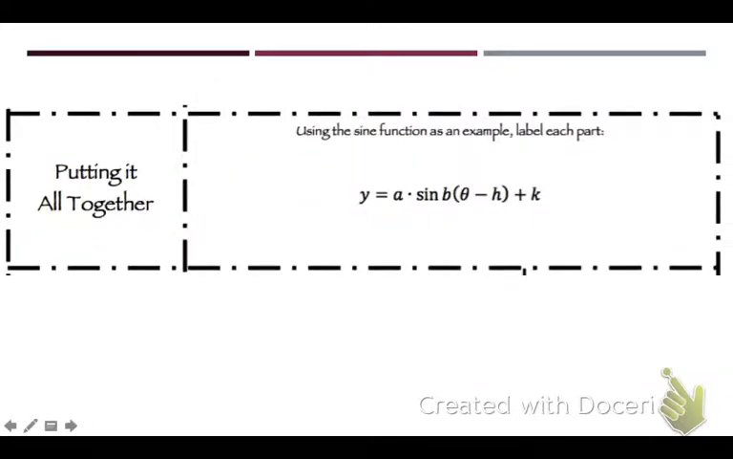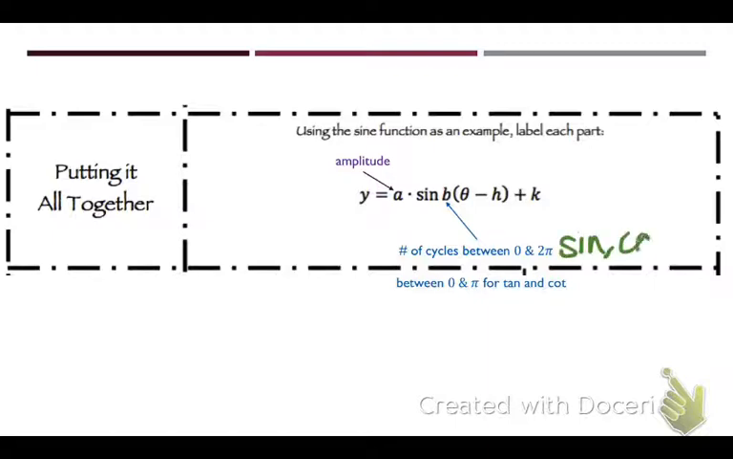So putting it all together, your A is your amplitude. Your B is the number of cycles between 0 and 2 pi for sine and cosine, cosecant, and secant. And it's 0 to pi for tangent and cotangent. And you just use B to find your period. So B is used to find our period. You should know that already, but.